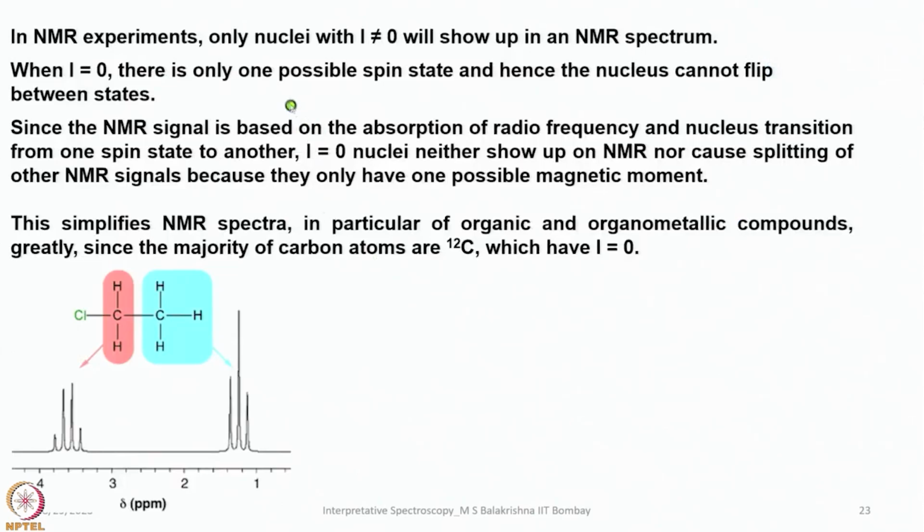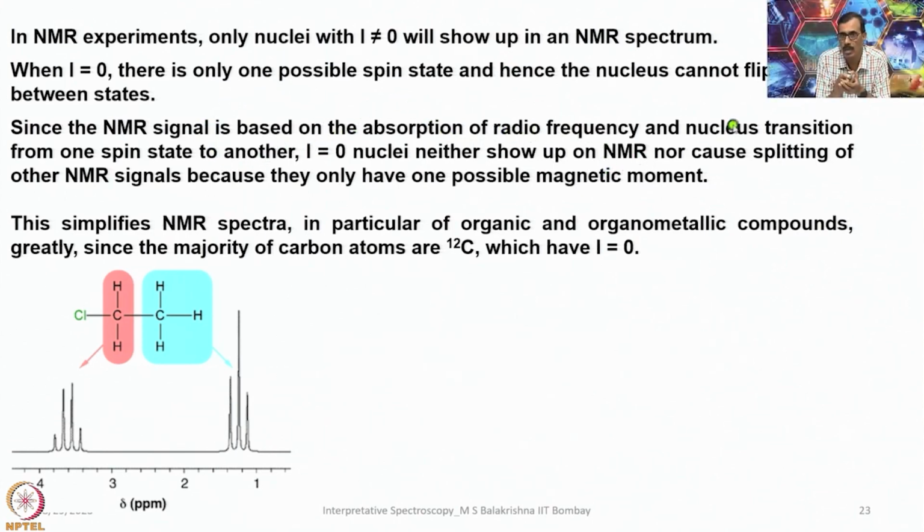In NMR experiments, only nuclei with non-zero I will show up in the NMR spectrum. Again, I am telling you: when I equals 0, there is only one possible spin state, and hence the nucleus cannot flip between states. Since the NMR signal is based on the absorption of radio frequency and the nucleus transitioning from one spin state to another, plus half to minus half, or 1 to minus 1, I equals 0 nuclei neither show up in NMR nor cause splitting of other NMR signals, because they only have one possible magnetic moment. This simplifies NMR spectra.